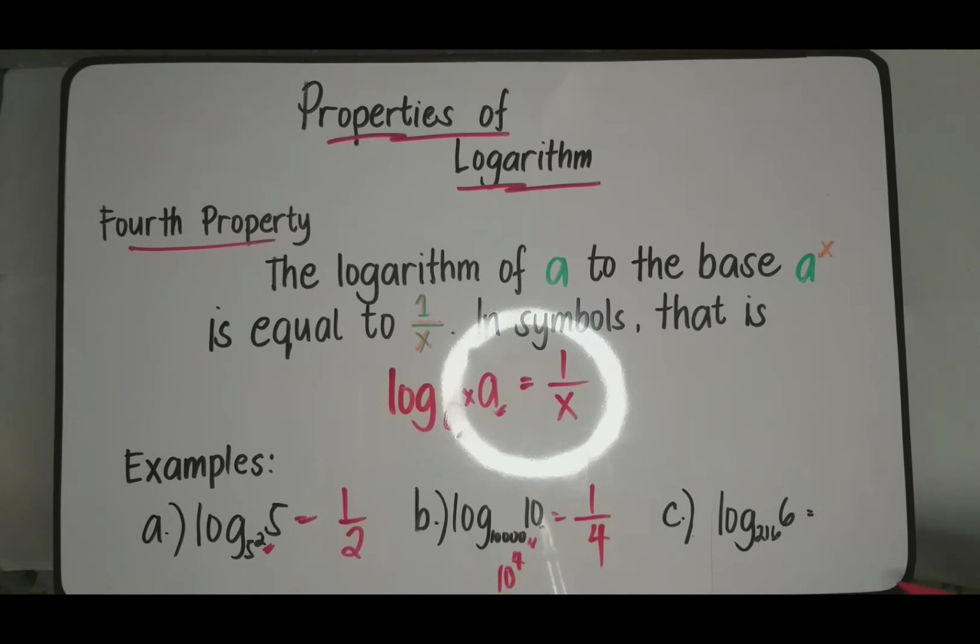And now let's proceed to the third example, which is a bit tricky, no? Logarithm of 6 to the base 216. It's the same as letter B. So we change 216 into exponential form with the base 6. So 6 raised to 3. Okay? 6 raised to 3. So we have a new equation here. Logarithm of 6 to the base 6 raised to 3. So our final answer is 1 over 3.